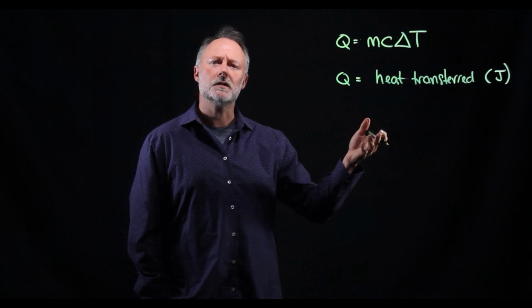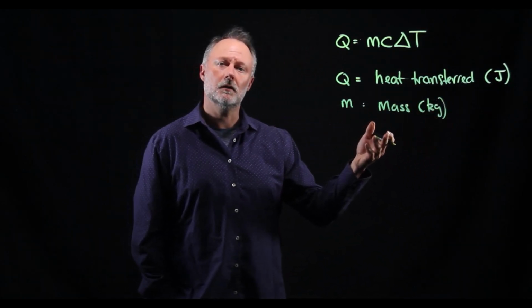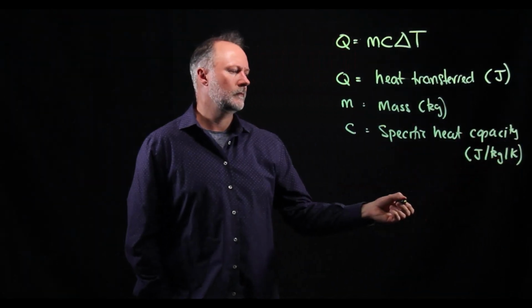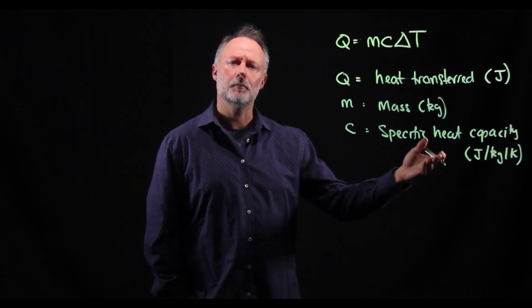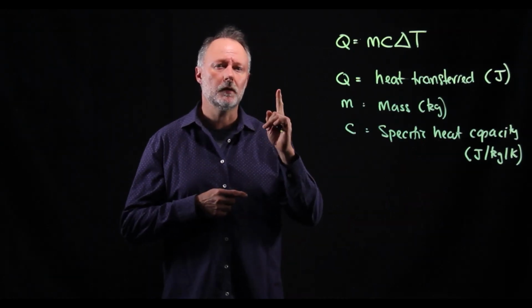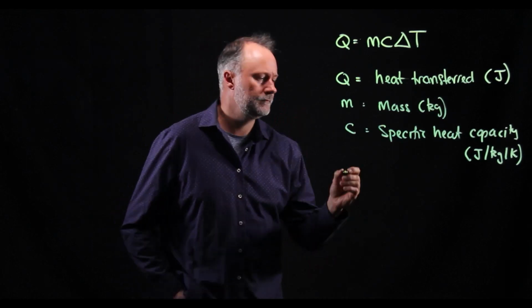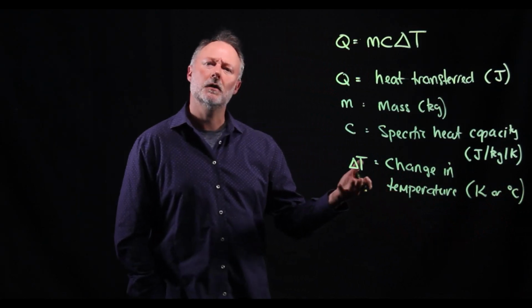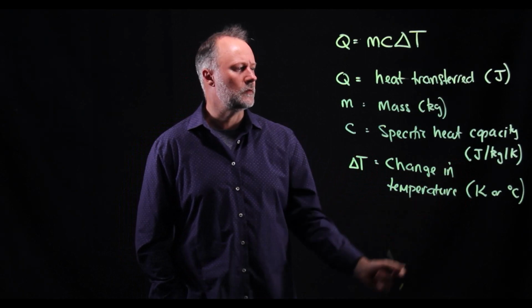Q equals the heat transferred in joules. M is the mass in kilograms. C is the specific heat capacity, and it's measured in joules per kilogram per Kelvin. Put simply, it's the amount of energy required to raise 1 kilogram of material by 1 degree Celsius, or indeed 1 Kelvin. And finally, delta T means the change in temperature, and it's measured either in Kelvin or degrees Celsius.